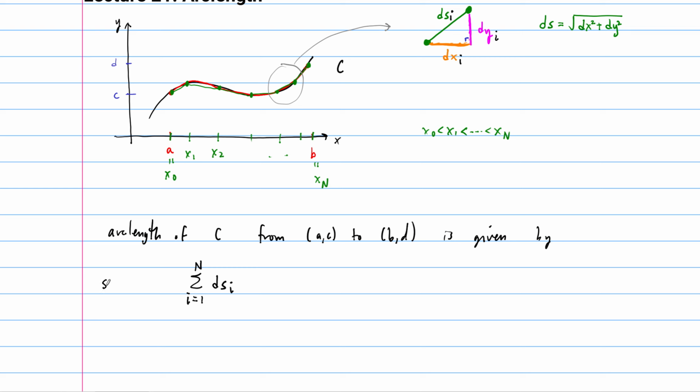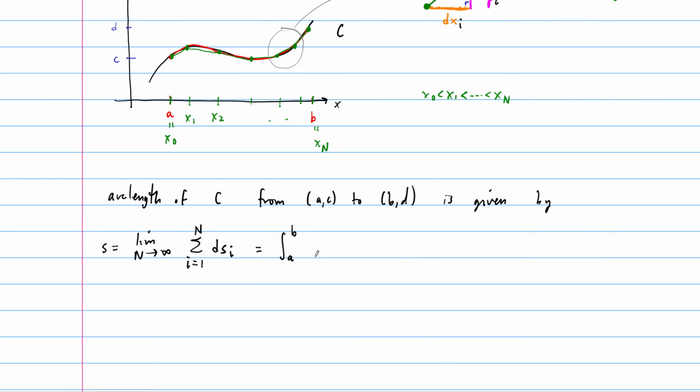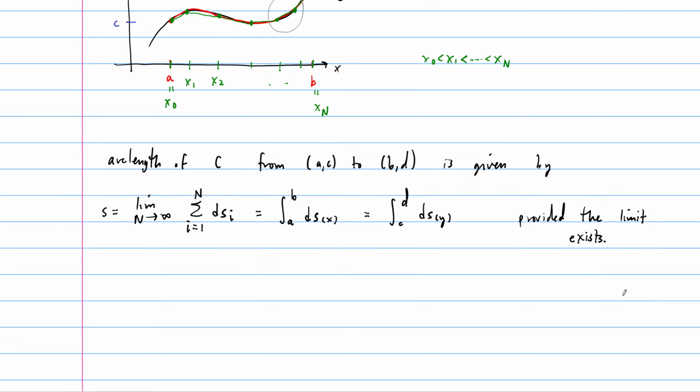We're going to say, all right, we'll call this s. We're going to take the limit as n approaches infinity. And then provided this limit exists, this is just equal to the integral. There are two different ways to write this, okay? So it's either the integral from a to b of ds as a function of x, or it's the integral from c to d of ds as a function of y. All right, and as always, we have to say provided the limit exists. Anytime that we define something by a limit, we have to say provided the limit exists. All right, and so that's going to be our arc length.